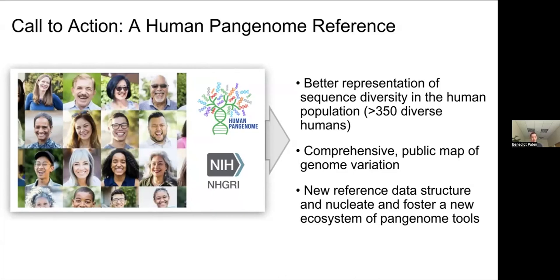And then of course, 350 references is actually on their own not very useful, because they're all very, very similar to each other, and what do you do with that, right? We actually need to integrate that information together and ultimately align that data together to create a map of genome variation. And then from there, of course, create tooling and a new ecosystem of tools that can actually take advantage of that information so that we are not limited by the lens of a singular reference.